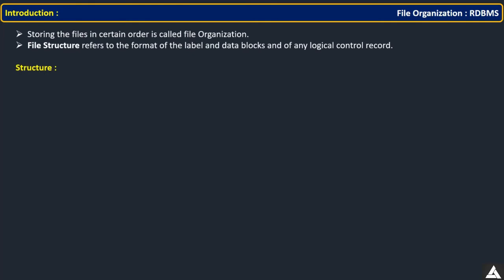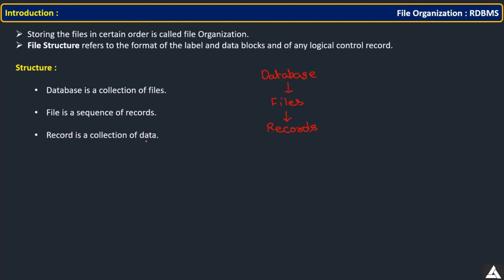So if you see the file structure, how it will be. Database is actually a collection of files. So if you take a database, it is nothing but a collection of files. Many files will be there. Now the file is actually a sequence of records. So we are going to have a set of records in these files actually. And each record is going to have data. So this is the order we are going to have. Here files you can say blocks also. We are going to store these files in a set of blocks actually. Okay, so this is one simple thing.